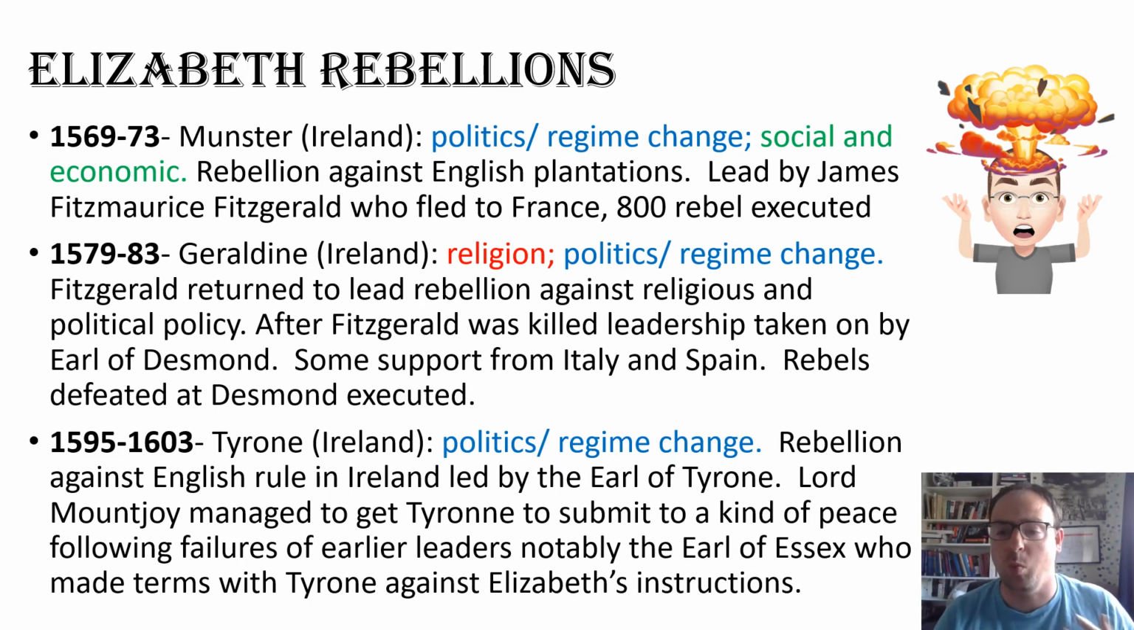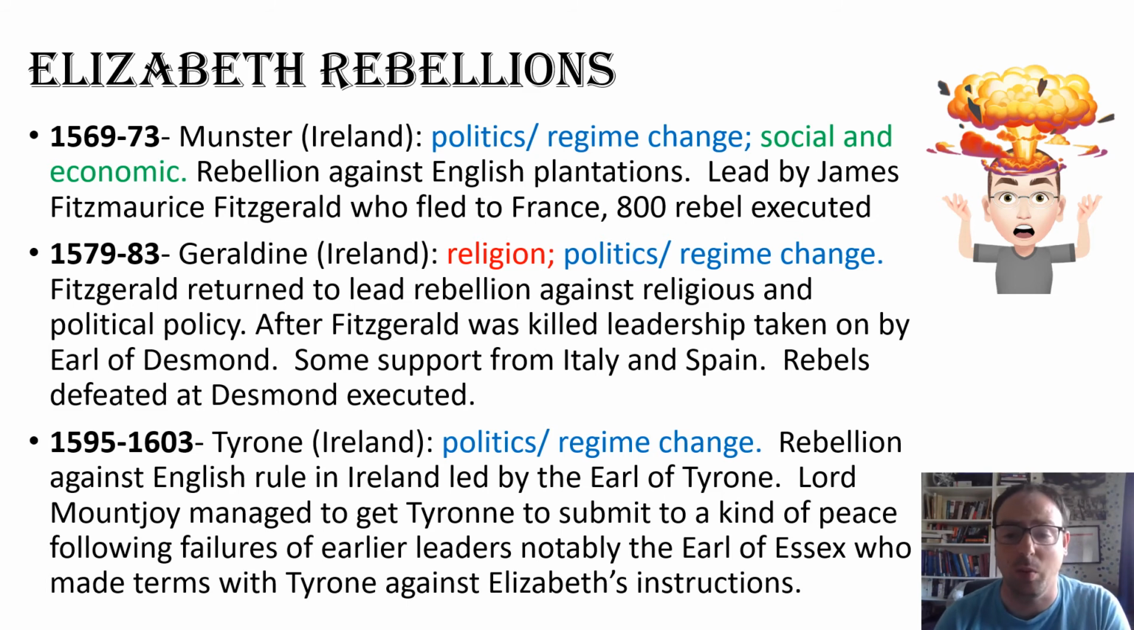Again, he's wanting Irish independence essentially, and a removal of the Protestant Church. Fitzgerald was killed. Leadership was taken on by the Earl of Desmond. There was some support from Italy and Spain, and even some troops from those countries, but the rebels were defeated, and Desmond was executed.